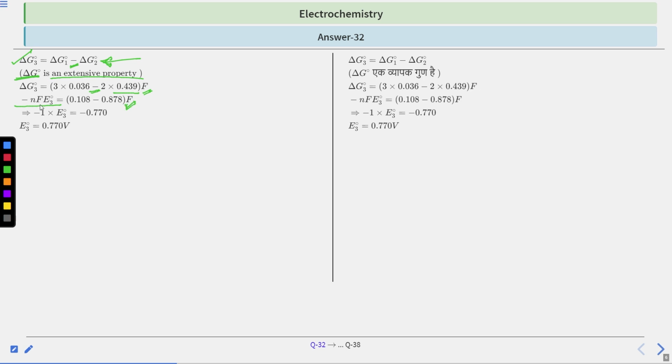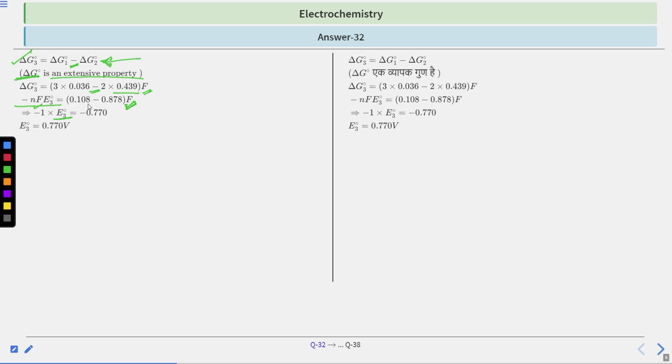So you can see F is a constant. One Faraday is 96500 coulomb. Here F is coming, and on the right hand side F is also coming, so we just cancel it out and put in the values we have been given. So n for the third reaction is 1, so minus 1 times E naught of 3. And E naught of 3 is what we have to find out, so this is the variable here.